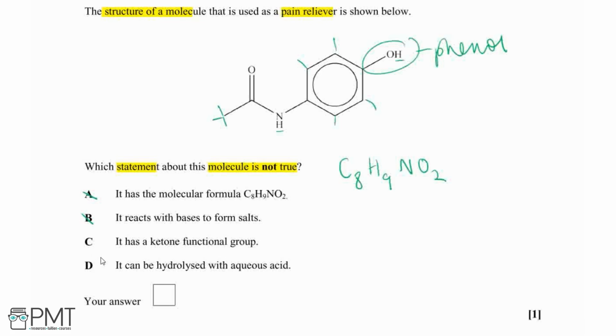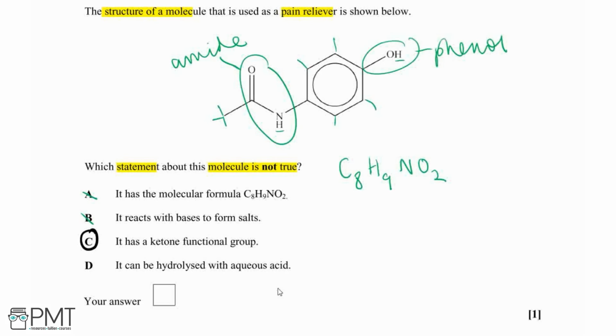Statement C, it has a ketone functional group. So looking at our molecule, we've identified that we've got a phenol here. And at first glance, this might look like a ketone, but actually this carbon, rather than being bonded to an alkyl group, is bonded to a nitrogen. Therefore, this functional group, instead, is going to be an amide. So this statement is not correct, therefore that is going to be our answer C, but let's just check the last statement just in case.